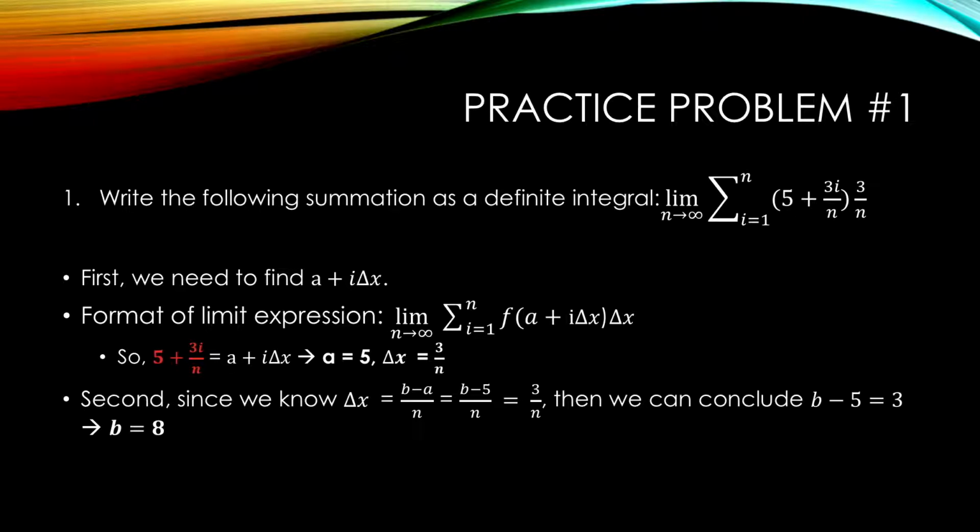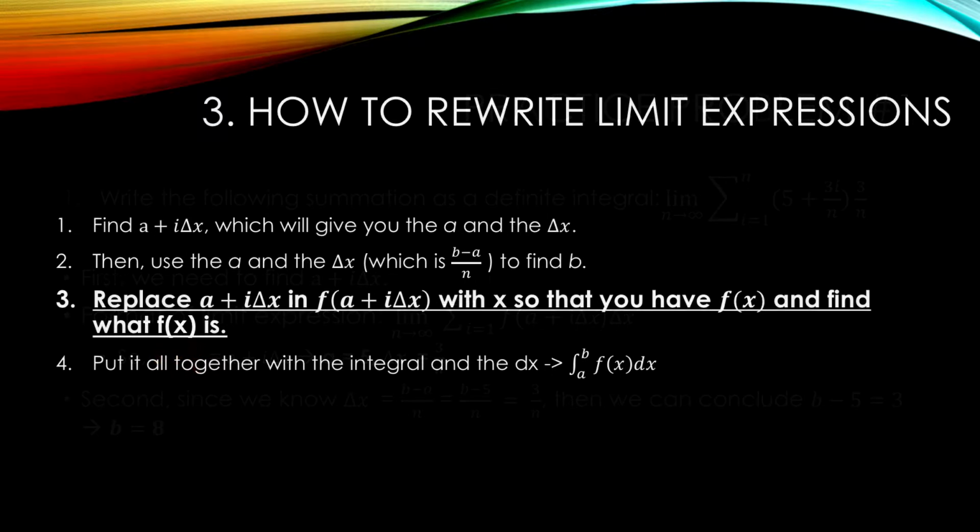So since delta x is always b minus a over n, and we have a, it means that b minus 5 over n equals 3 over n, and b minus 5 equals 3, so b is 8. And now we have a and b and delta x. So now we want to replace a plus i times delta x with x to find what our function is.